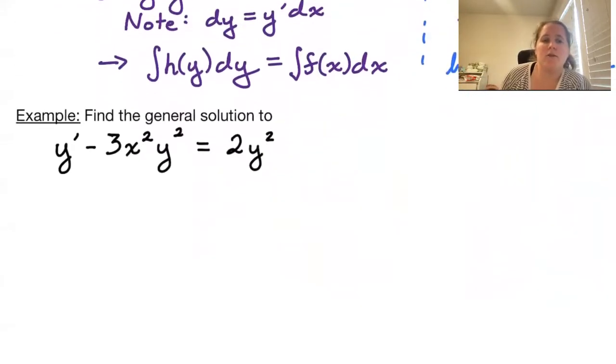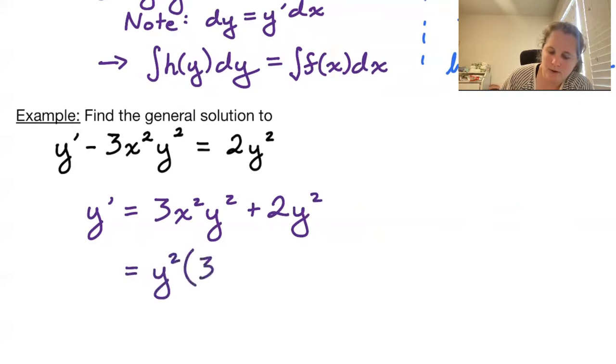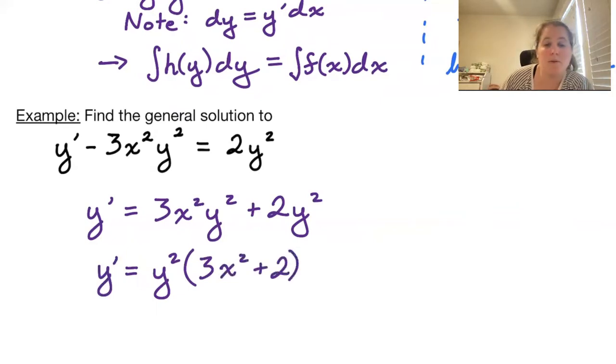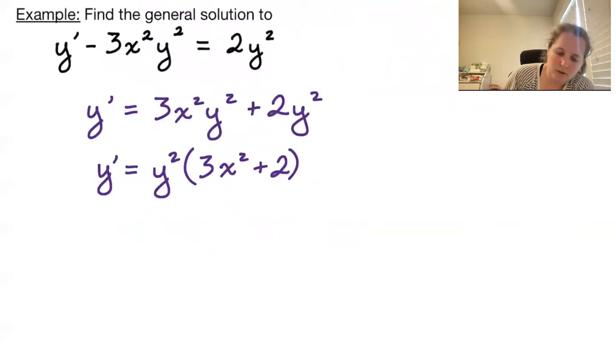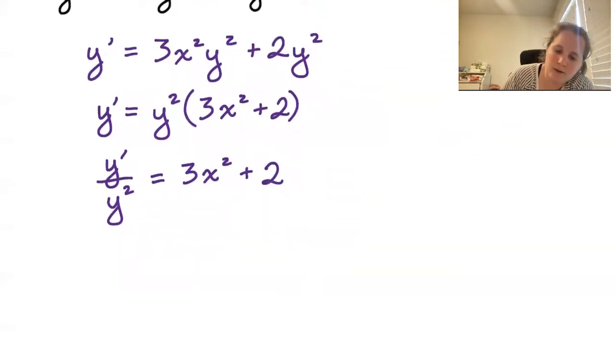So the first one, let's find the general solution to y prime minus 3x squared y squared is equal to 2y squared. If we rearrange this, y prime is equal to 3x squared y squared plus 2y squared. Then we can factor out a copy of y squared from the right. So y prime is equal to y squared times 3x squared plus 2, or y prime over y squared is equal to 3x squared plus 2.